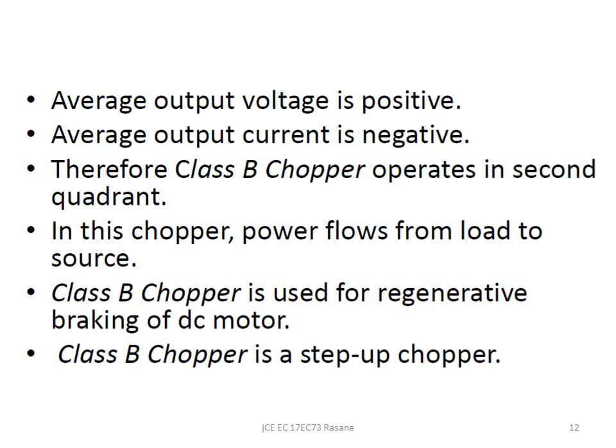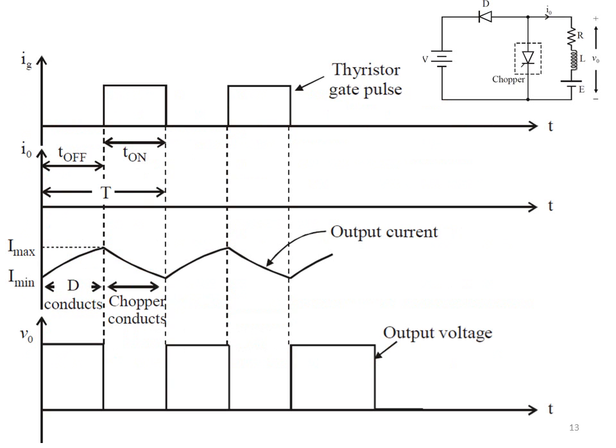So class A is basically used to control the speed of the motor, to make on and off. Whereas this is basically used for regenerative braking of the motor. So if you look at the waveform here, the chopper is turned on whenever it gets the gate pulses, and when it is not conducting, when the chopper is off, the diode D will conduct.